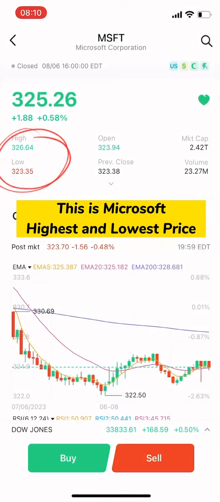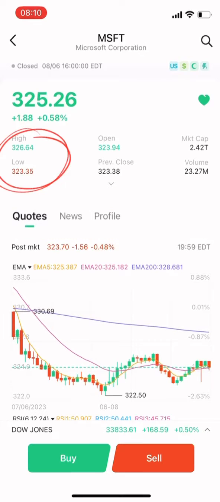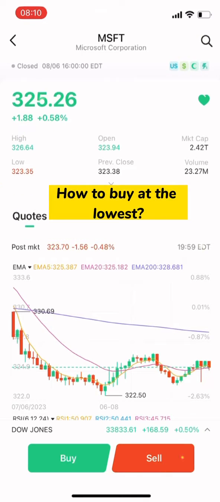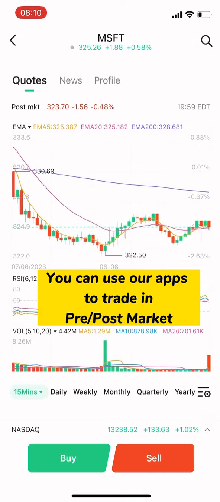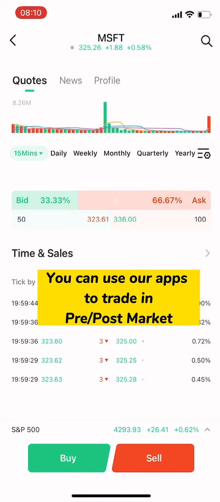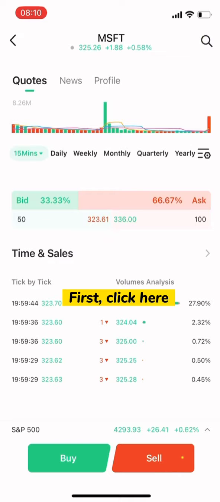This is Microsoft's highest and lowest price. How to buy at the lowest? You can use our apps to trade in pre-post market. First, click here.